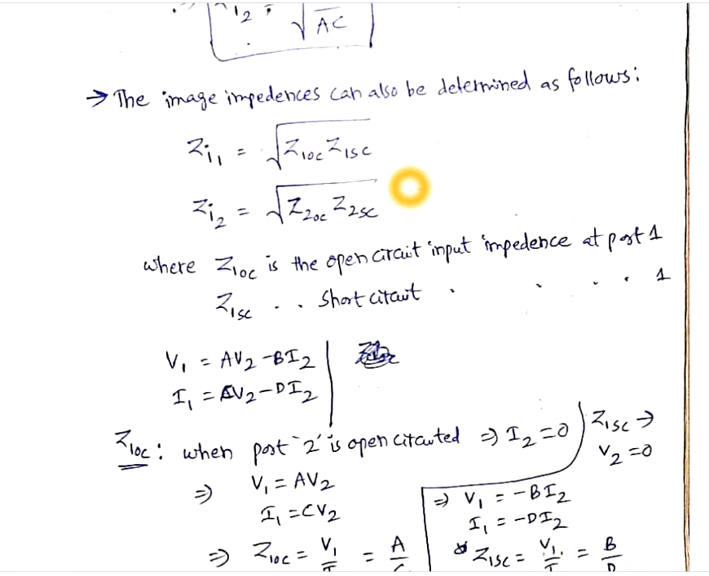That means these two equations. So Zi1 is square root of Z1OC into Z1SC. Zi2 is square root of Z2OC into Z2SC. Right. But what are these 1OC, 1SC, 2OC, 2SC? These are very important because these open circuit and short circuit impedances are used in all further classes. Fine, because they are used for determining other image parameters as well. Okay, for that we need to know what they are first.